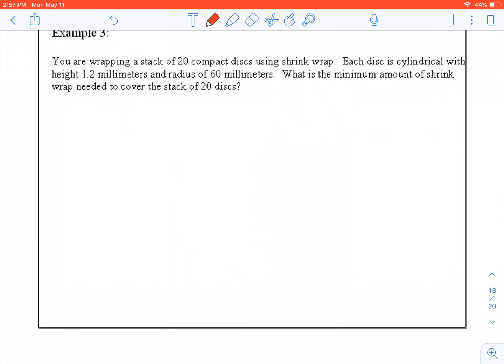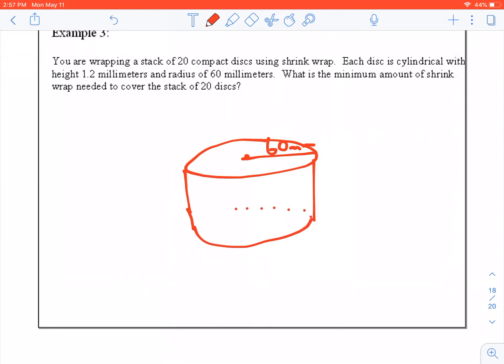Take a look at example 3 then. It says you are wrapping a stack of 20 compact discs using shrink wrap. Each disc is cylindrical with a height of 1.2 millimeters and a radius of 60 millimeters. It says, what is the minimum amount of shrink wrap needed to cover a stack of 20 discs? Well, if I stack these discs together, I end up with a little cylinder that looks something like that. That height, since each disc is 1.2, 1.2 times 20 gives me 24 millimeters tall.